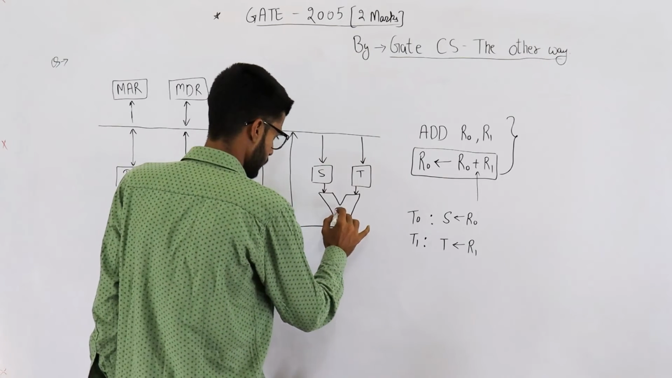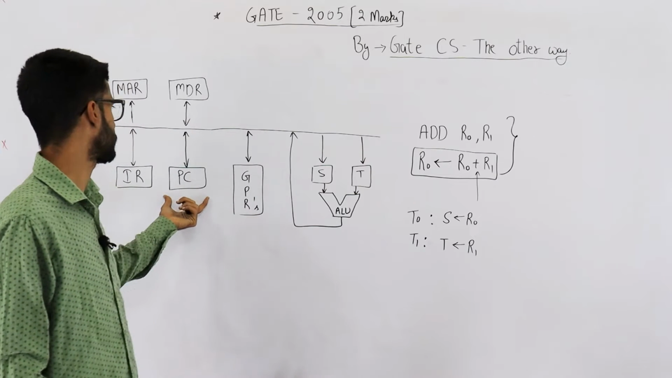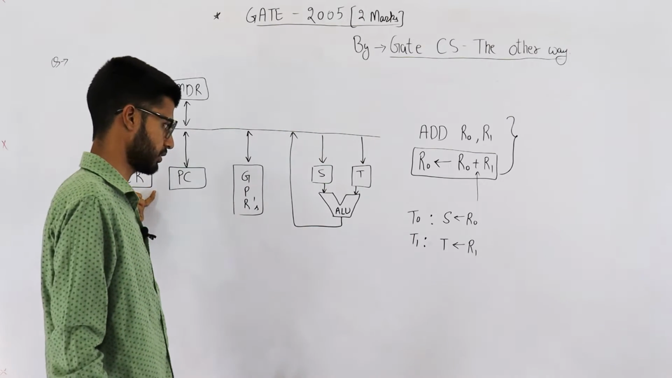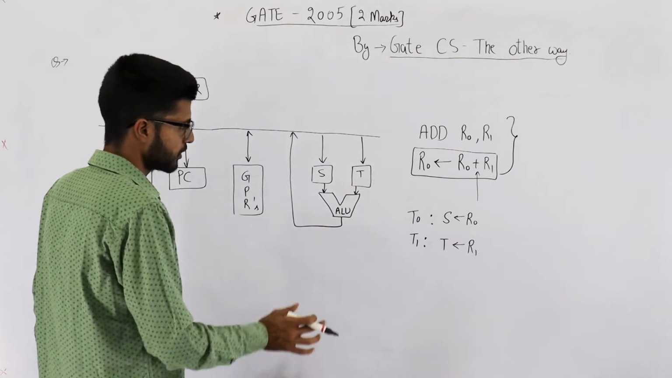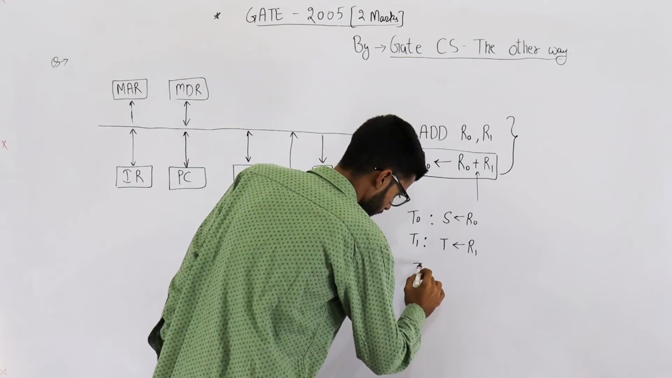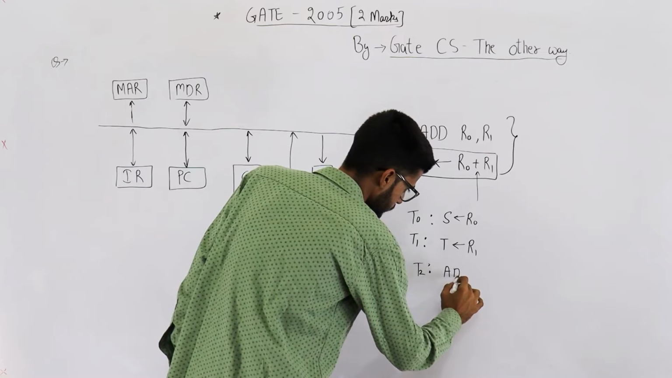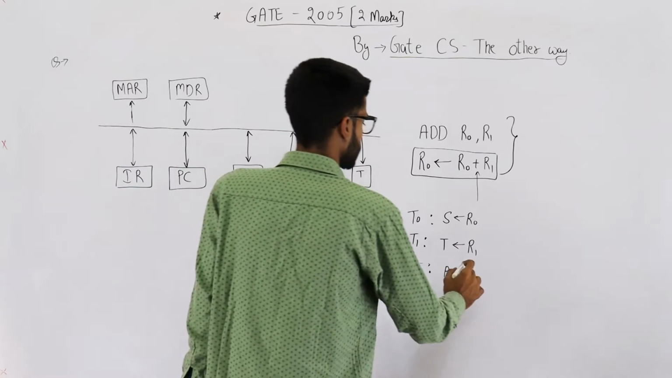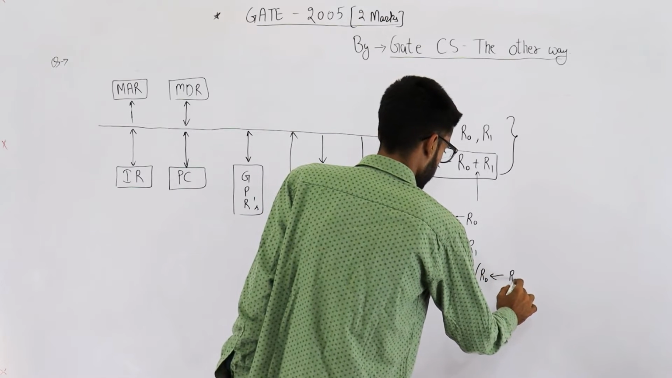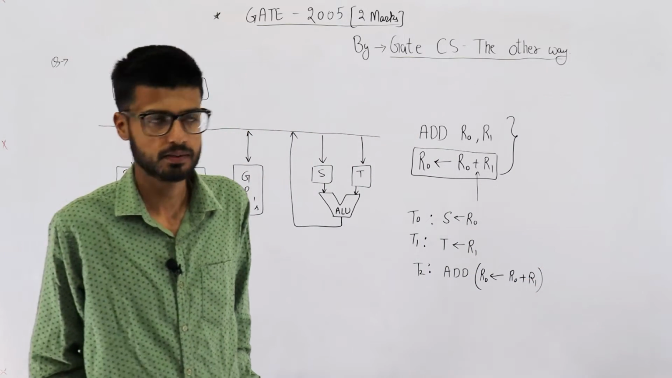Okay, this is the ALU. These are general purpose registers. This is the program counter, memory data register, memory address register, and the instruction register. So after the values are available in these 2 registers, we can then add those values. Okay, so the answer to this question is 3 clock cycles.